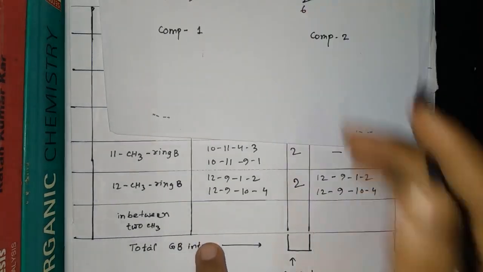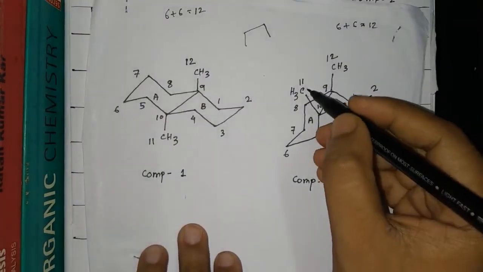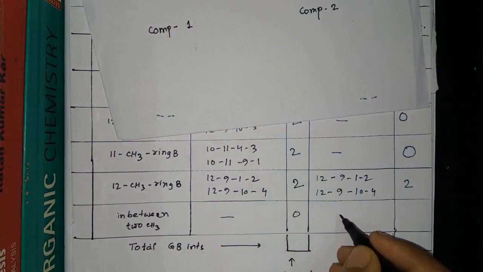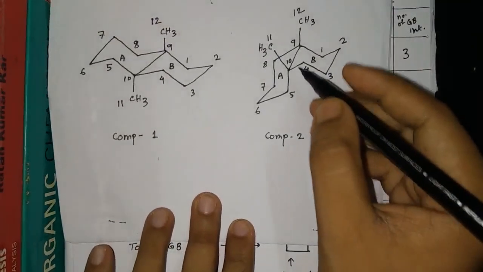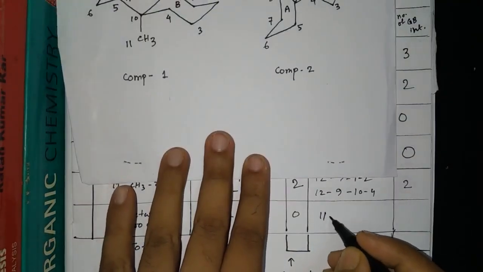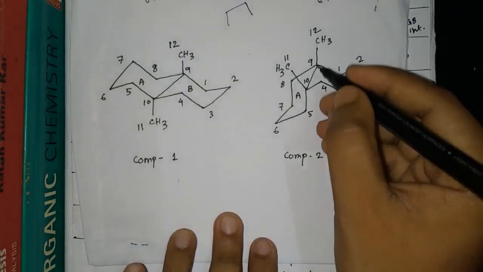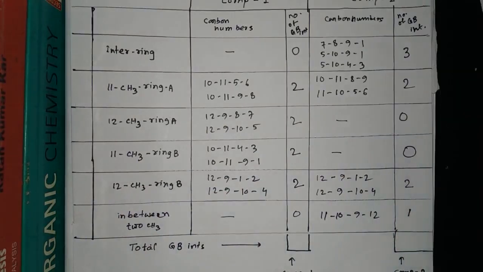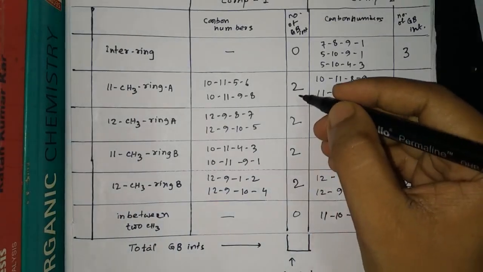So here, 11, 10, 9, 12: nothing, it is 0. But for compound 2, it is 11, 10, 9, 12, so 1. So these are the total interactions. Now you can calculate the total interactions.